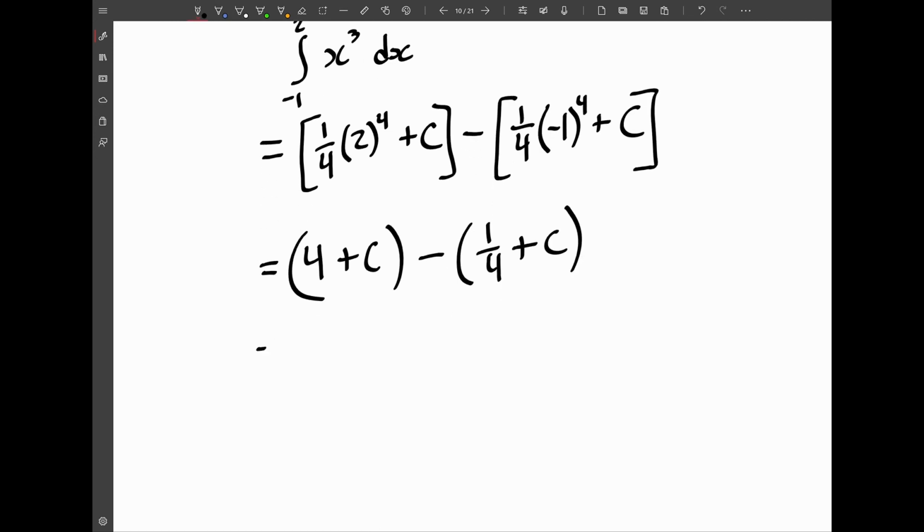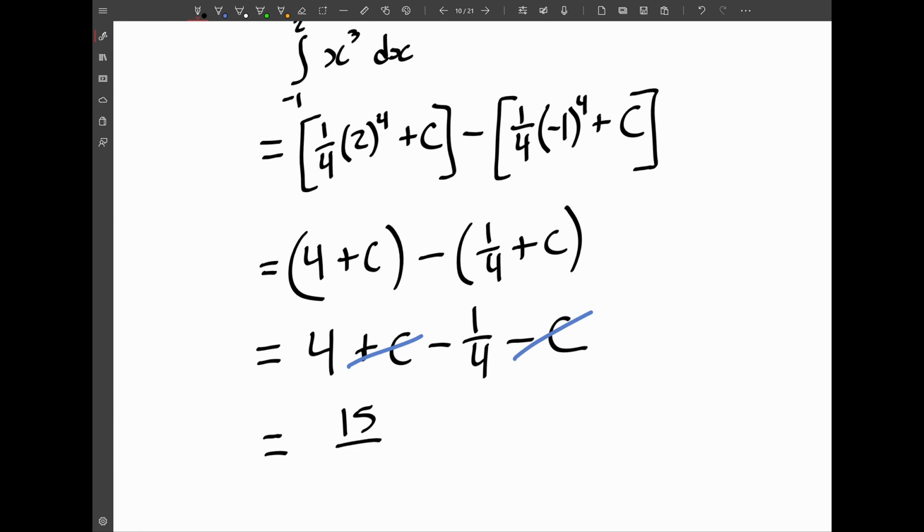But hey, look what happens here. This becomes 4 plus c minus 1/4 minus c. See what happens to the c's? They cancel out. So all we're left with is 4 minus 1/4, which is 15 over 4. 4 is 16 over 4, so we can write it like that.